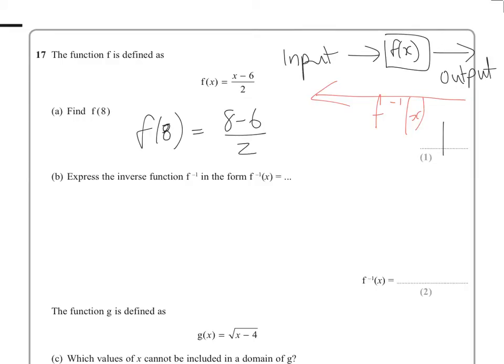The way to work this out is, rather than writing f of x equals x minus 6 over 2, write it as y equals. Then just swap where you see an x, write a y, and where you see a y, write an x. Now we want to rearrange it into the form y equals again. So first things first, times by 2.